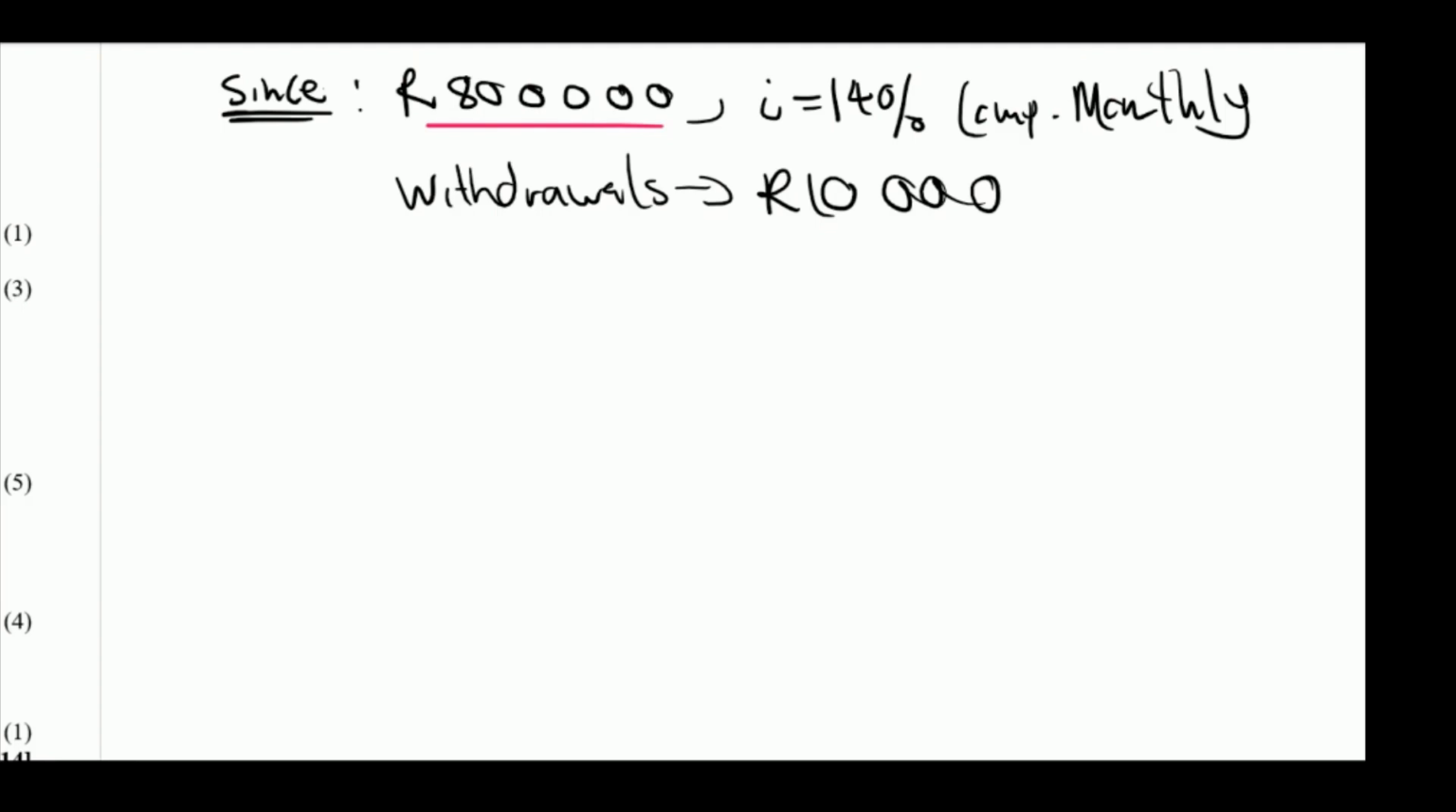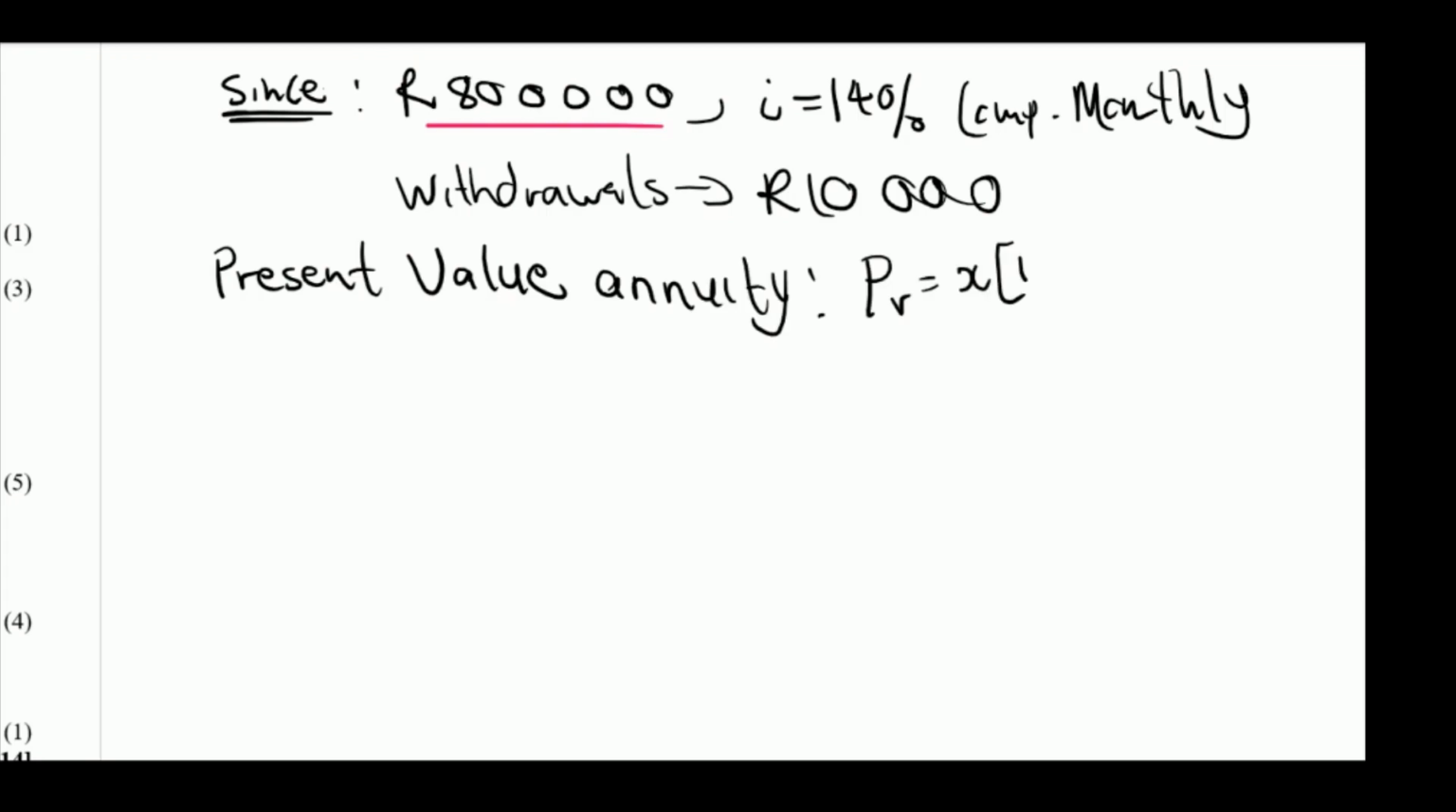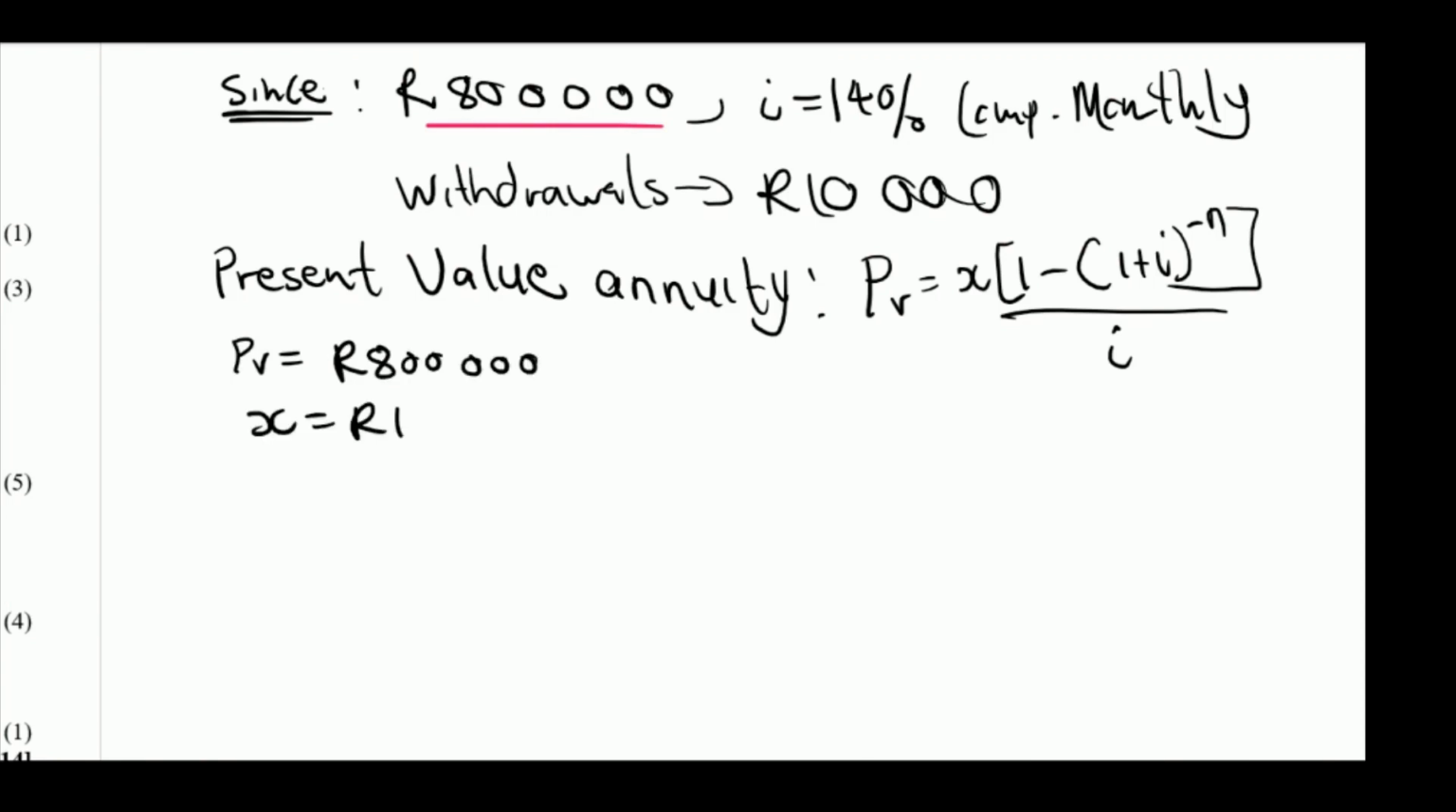then the formula to use is the present value annuity, which is PV is equal to x into 1 minus 1 plus i to the power minus n, divided by i. So PV, we know it's 800,000 and x is 10,000, so it's those withdrawals that Sihle makes. And the interest rate is 14% compounded monthly. And when we say we want to know the number of withdrawals, we want to know n, which we normally say is the number of payments.